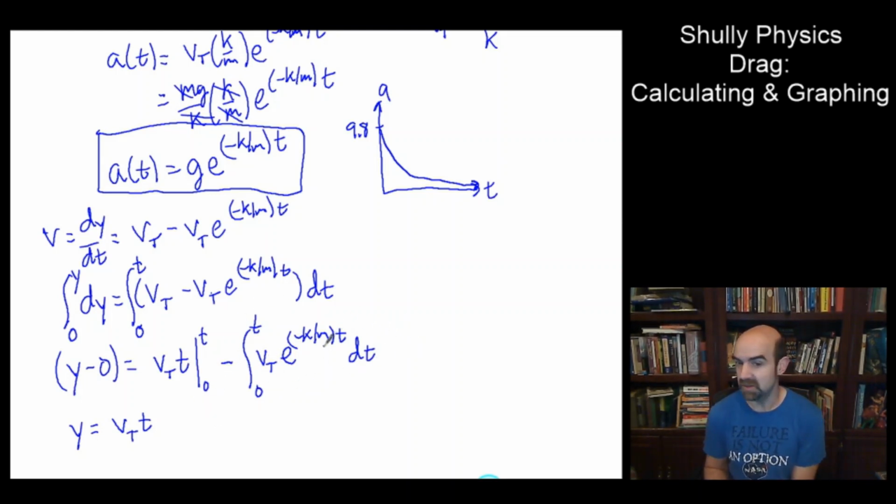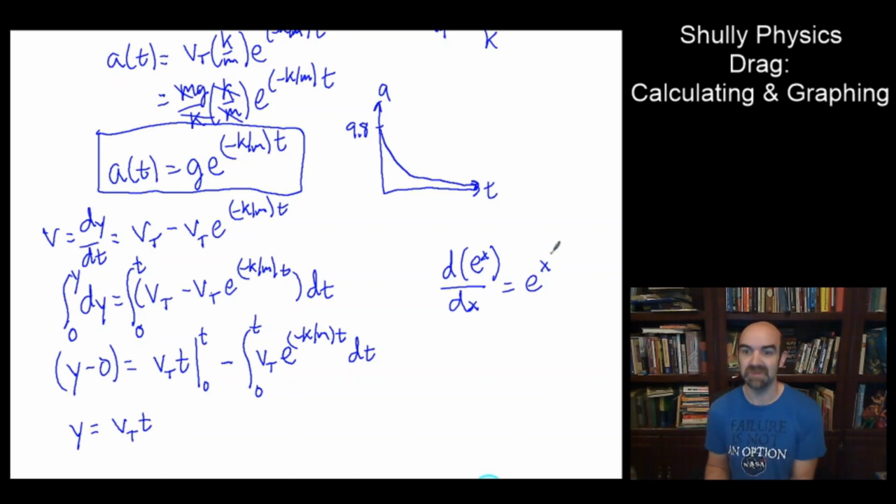Well, to integrate this, we're also going to have to do a u substitution, just like the derivative of e to the x dx is equal to e to the x. The integral of e to the x is equal to e to the x plus c. So we need to get it to the form e to the power of u. We're going to do another u substitution. u in this case is negative k over m t. So du is equal to negative k over m dt.